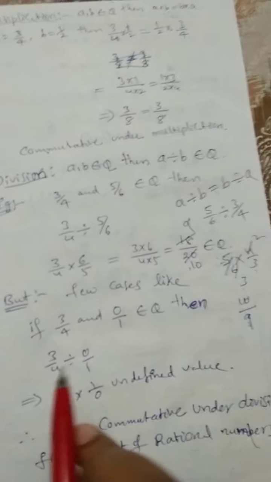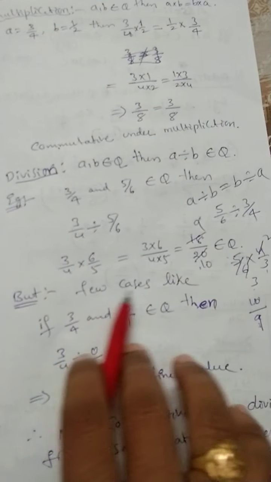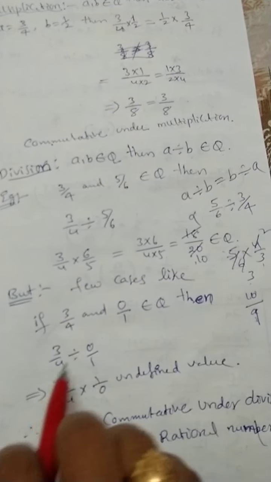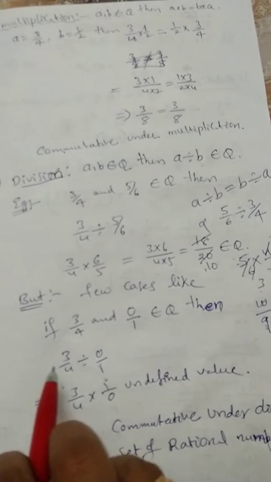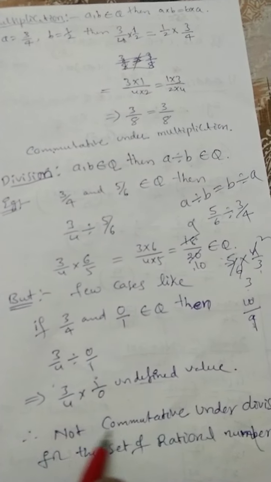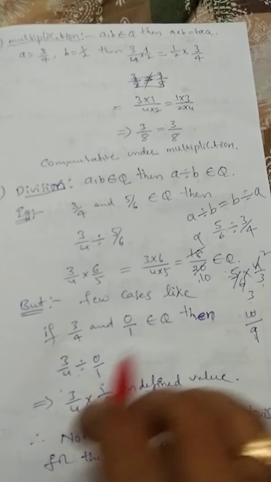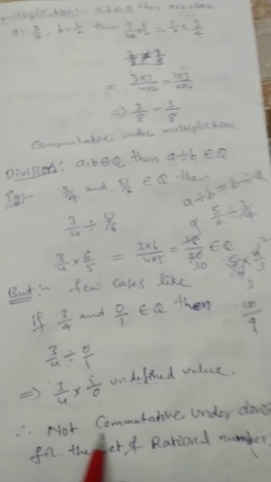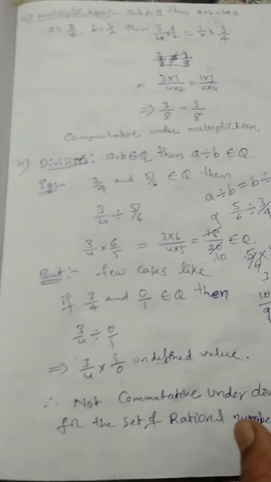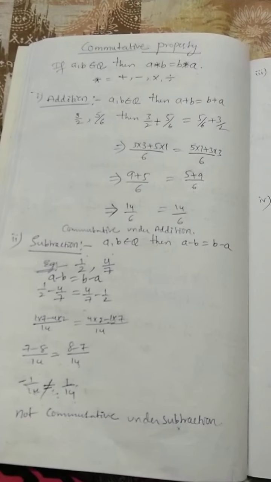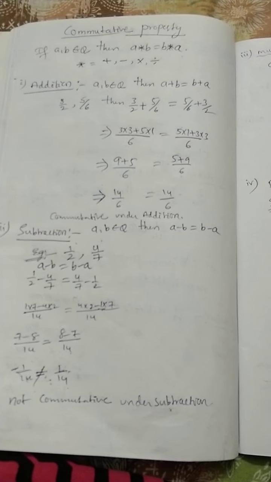And in a few cases, you will get an undefined value. For example, 3 by 4 divided by 0 by 1. 0 is also a rational number, no? So if you take that, it is an undefined value. So in this case and special cases also it is not satisfied, so not commutative under division for the set of rational numbers. Okay, these are the 4 operations for the commutative property for the set of rational numbers.